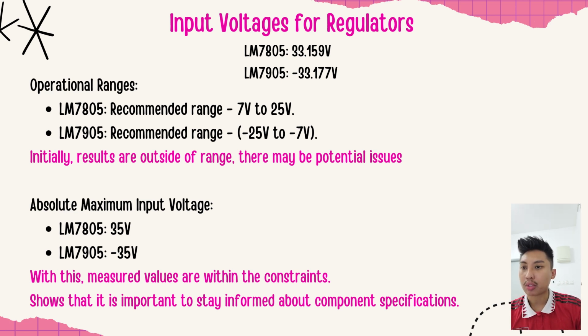Initially, these measured values seemed too high, indicating a possible problem with the circuit and the input. However, after further research, considering the absolute maximum input voltage limits of 35 volts and negative 35 volts found on the internet and in some product spec sheets, we found that these values are actually okay within the updated constraints. This highlights how crucial it is to stay informed about the components' specifications for accurate simulation interpretation.